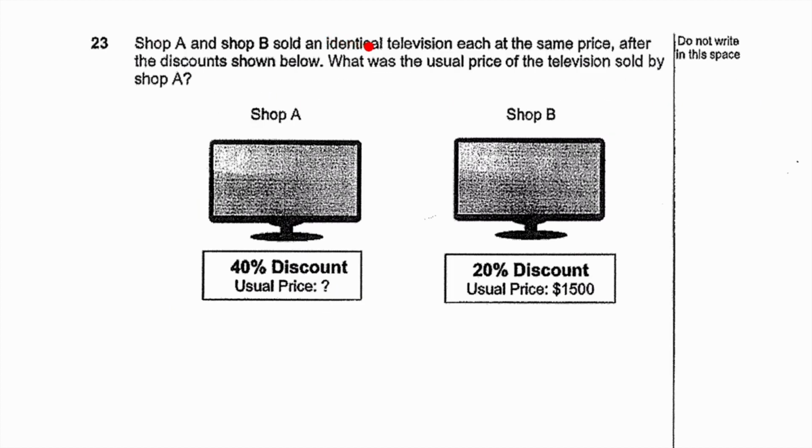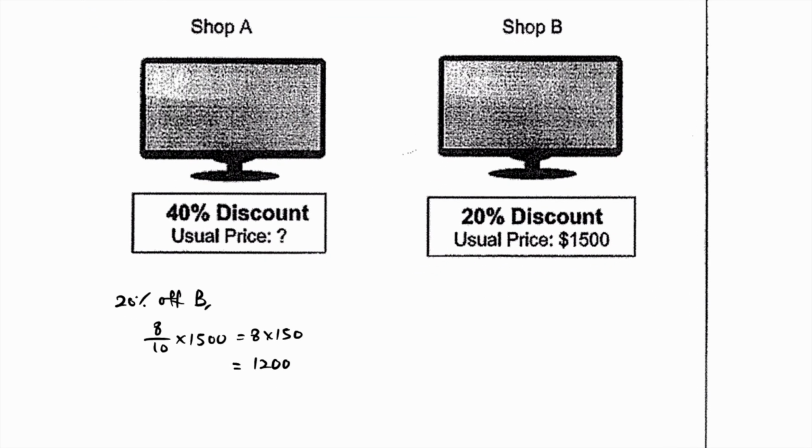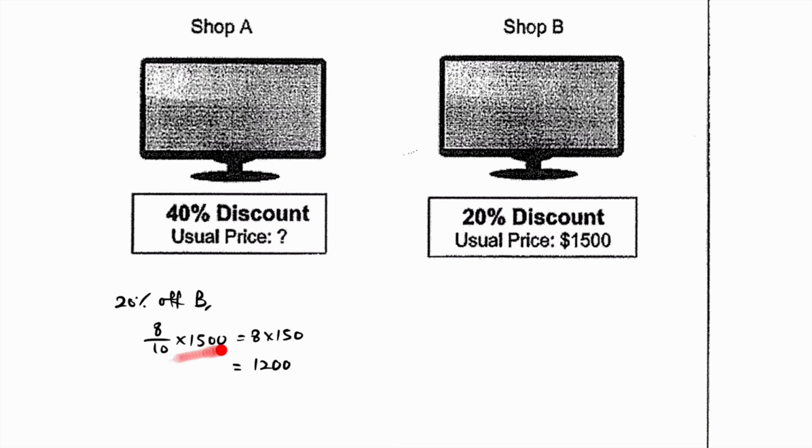A and B sold an identical TV set, each at the same price. Okay, so what's the usual price of the TV set sold by A? Right, so it's the same price at the sale. This has a question mark, this doesn't. We can figure what this is. The usual price is 1500. So what's the sale price at 20% discount? Well, what's 80% of this price then? Since 20% off is given, the sale price will be 80% of the usual price, which is 1200.